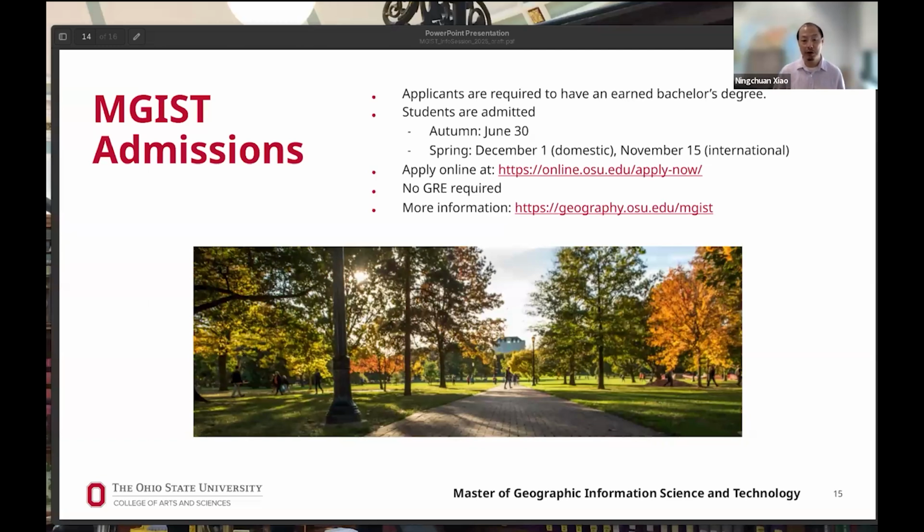We do not require GRE scores. We admit students for spring and autumn. The deadline for autumn is June 30th, and for spring is December 1st for domestic students. You can use this first link on this slide to directly apply, or you can go to our homepage and we have a link there so that you can apply.